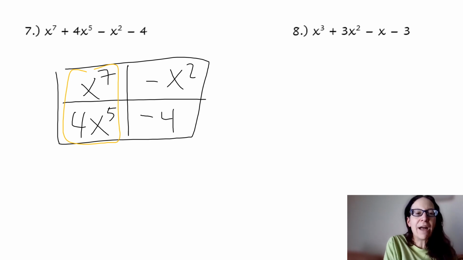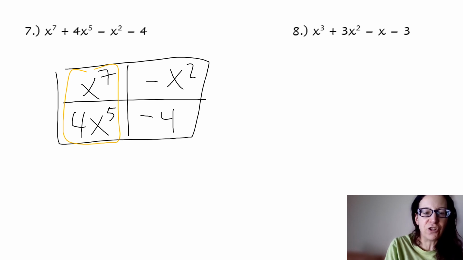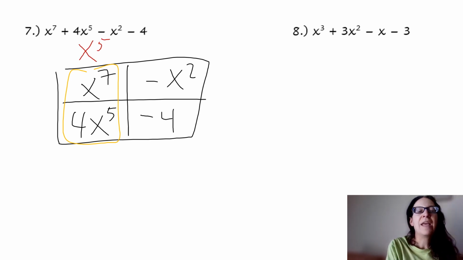So in that upper left, I have 7 x's. X times x times x times x times x times x times x. And in the bottom one, I have 4, and then I have 5 x's. So if you were to look at that and say, well, what do they have in common? They would have 5 of the x's in common. And so the GCF in this direction is x to the 5th. And from that point on, you can do the whole rest of the problem using multiplication.